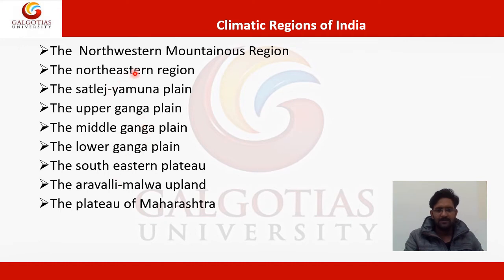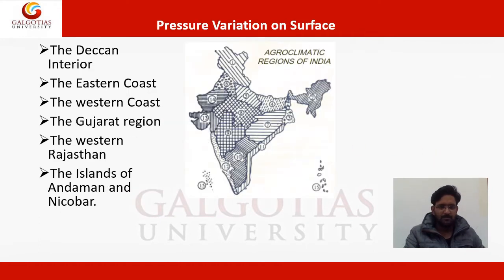Okay. The northwestern mountainous region, this is, I think, your Simla, Kashmir, like that. Northeastern, your northeast states, your Assam, Mizoram, Tripura. Okay. Then the Aravalli Malwa plateau of Maharashtra, that is moving towards the south. Now the Deccan interior, then eastern coast, western coast, Gujarat region, the western Rajasthan, and the last one is the island of Andaman and Nicobar, that you can see also in the map of India. All 15 divisions have been put there.